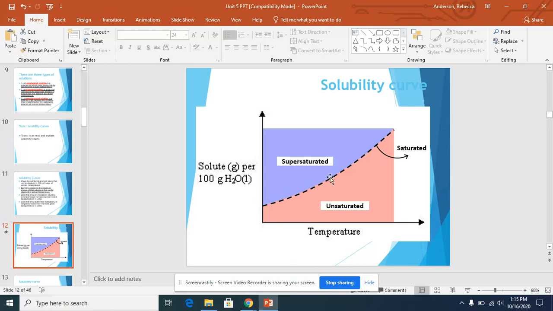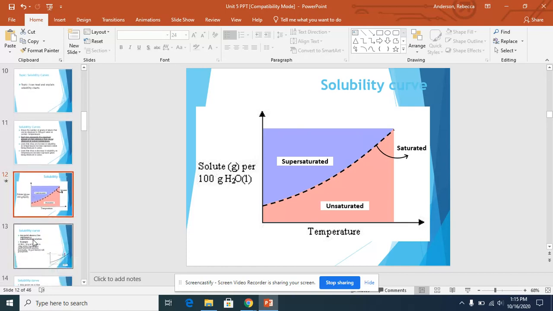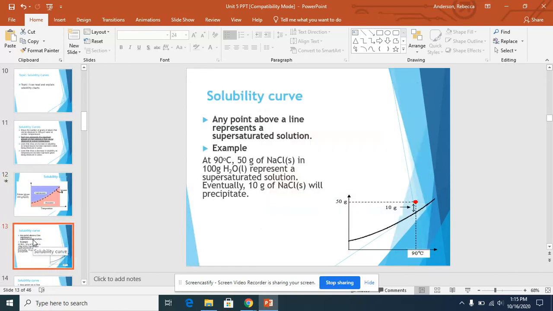So if it's at this line, this dotted line, that means it's saturated. If it's above the line, it's supersaturated. If it's below the line, it's unsaturated. So at any point above the line, it represents a supersaturated solution. So here, if we have 90 degrees Celsius and 50 grams, if we match those two pieces of information, we notice it's above the line, which means it would be a supersaturated solution.